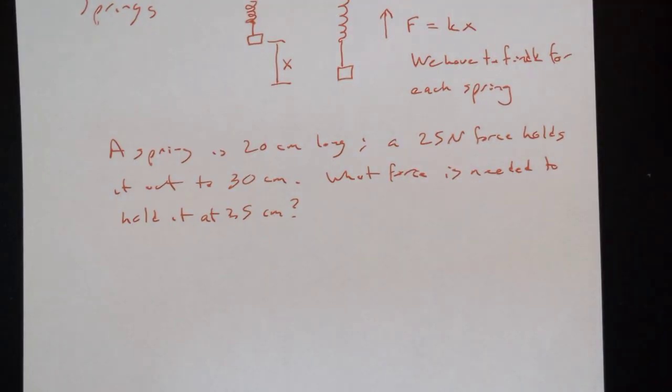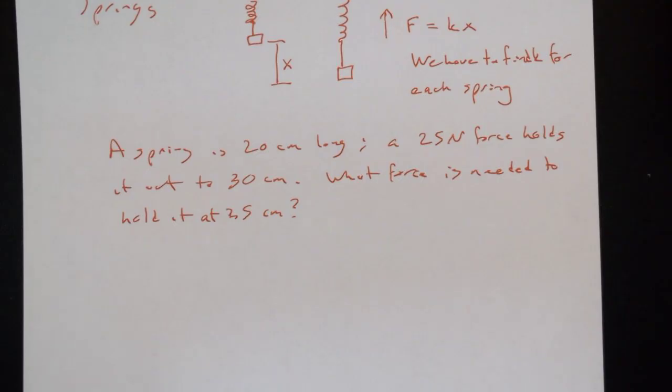There are at least two different ways to do this problem. One of them is almost trivial, but I want to do the actual math. I have a 25 Newton force holding this spring out to 30 centimeters from a rest state of 20 centimeters. So the distension, the displacement, is 10 centimeters. You can do this in meters, you can do this in centimeters.